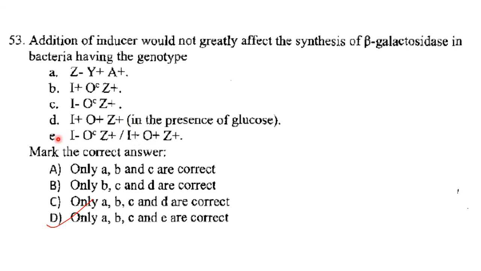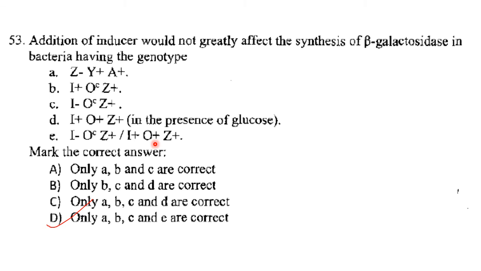Okay, this is the case with I minus OC and Z plus. In the other half of the partial diploid, it is I plus O plus Z plus. So inducer binds to repressor, RNA polymerase binds, and transcription and translation takes place.